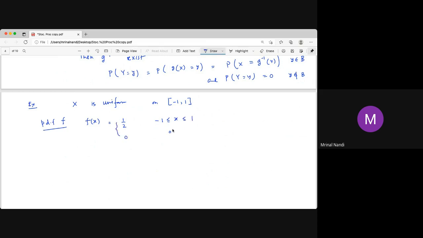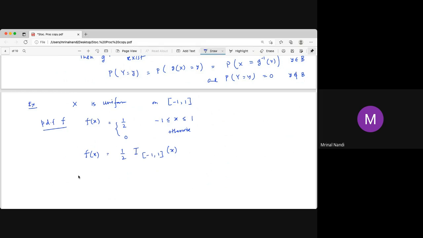Sometimes we write it in indicator function notation, half times the indicator function of this set. That is a much easier and more elegant way to write this uniform random variable. If x is in this interval, then it is half, and if not in the interval, then it is 0. The indicator function says that.